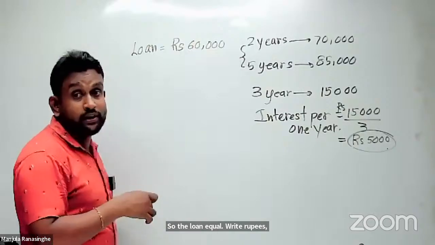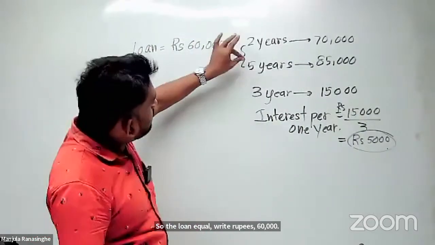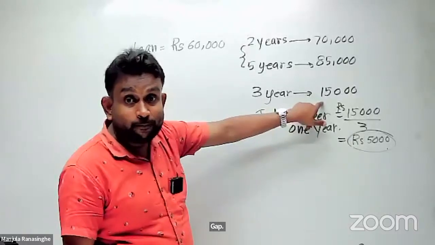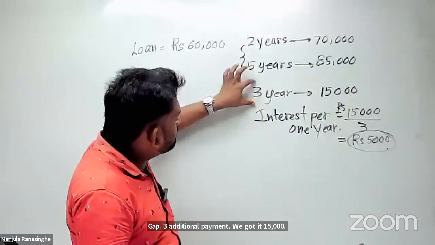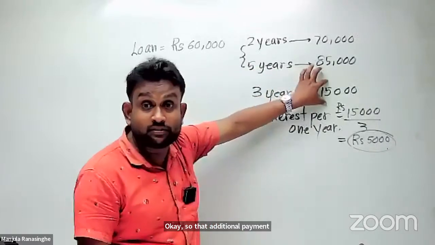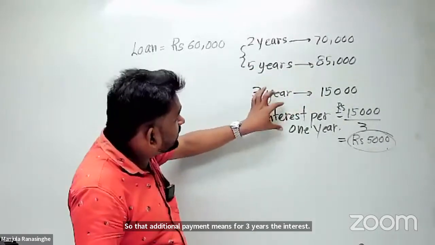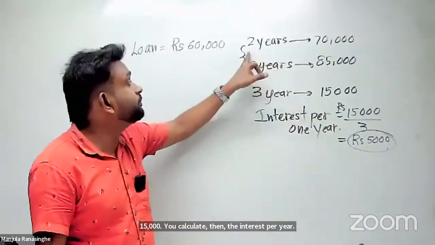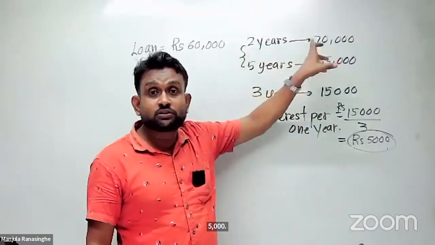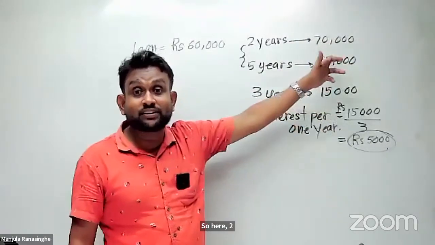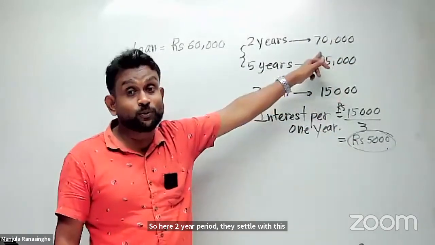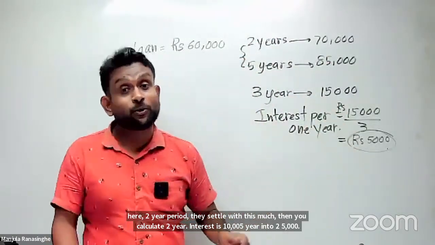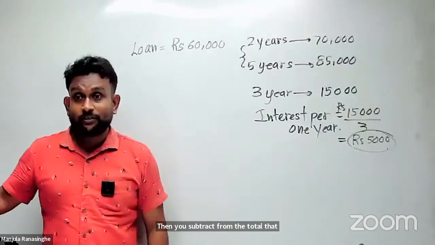You understood how we dealt with it, right? For this gap of 3 years, the additional payment we got is 15,000. That additional payment means the interest for 3 years is 15,000. You calculate the interest per year, 5,000. So here the 2 year period they settle with this much. Then you calculate the 2 year interest is 10,000, 5,000 into 2. Then you subtract the interest from the total, then you get the loan taken. Okay, right.